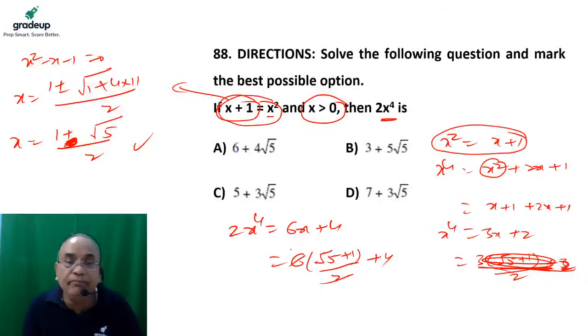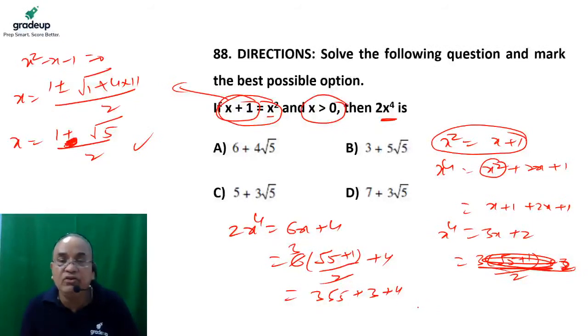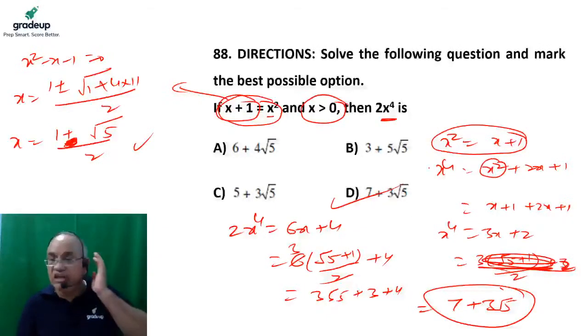So 2 3 are 6. It is nothing but 3 root 5 plus 3 plus 4. Okay, so the correct answer is 7 plus 3 root 5. This would be the correct answer. So the correct answer would be D.